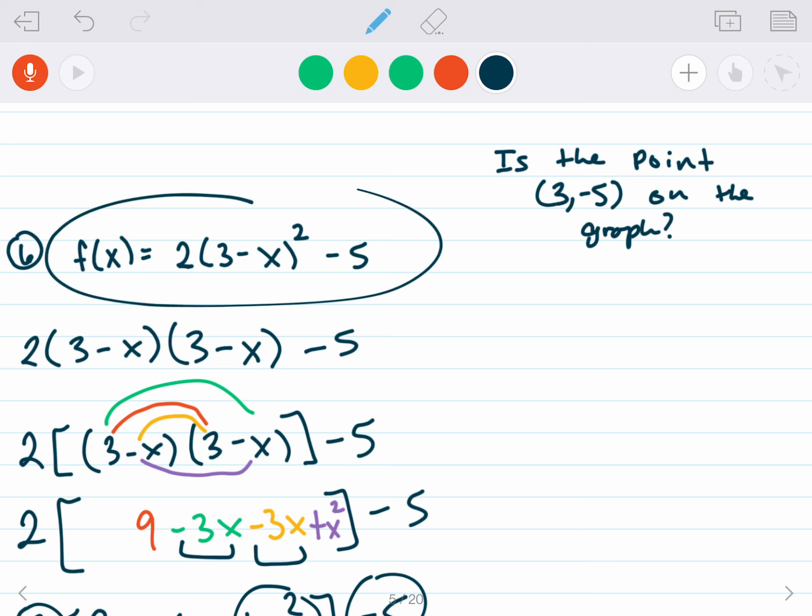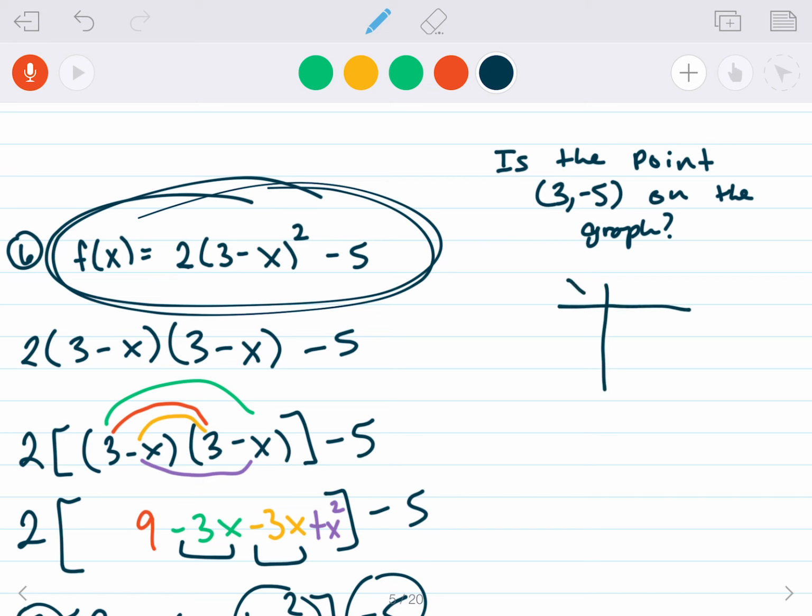I could ask you that question. And what you could do is go to Desmos and plug in this thing and see if it lies on the graph. You could certainly do that. But remember, how we do this algebraically is with a T-chart. So basically the T-chart would have x and 2 times (3 minus x) squared minus 5. That's like our y, our output. It's our output of the function. And we're plugging in 3 for x. And we want to see, do we get out negative 5 for y?